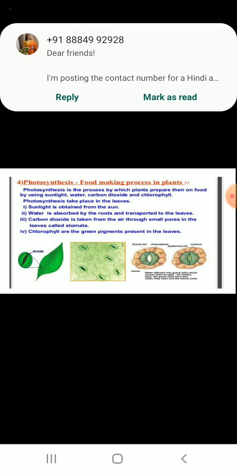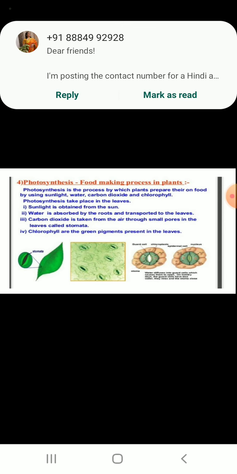Photosynthesis takes place in the leaves. As you know, leaves are called the kitchen house of the cell. We call it the kitchen house of the cell because in leaves food is prepared. How in a kitchen food is prepared, like that in the plant body, food is prepared in the leaves. That is why it is called the kitchen house of the cell. So photosynthesis takes place in the leaves.